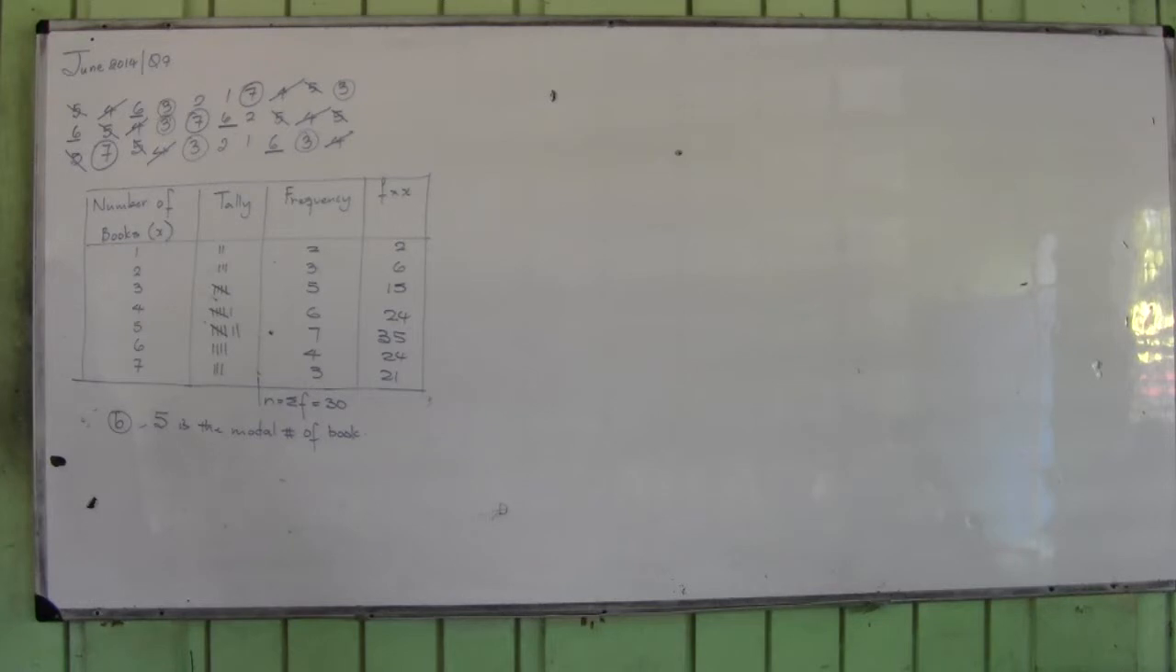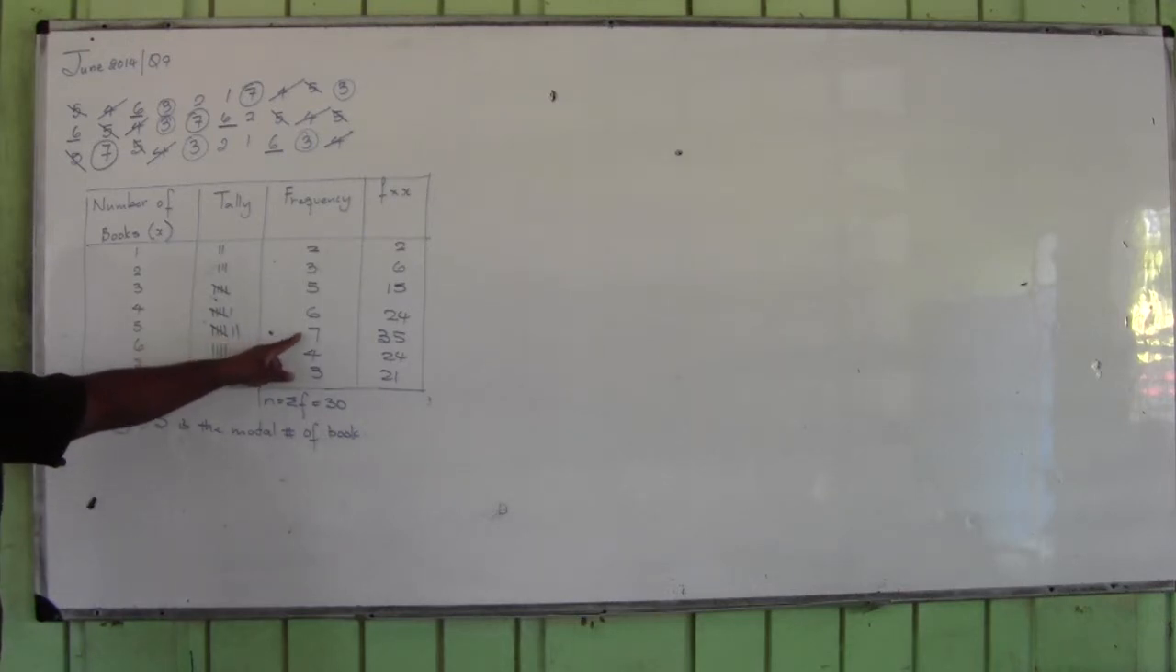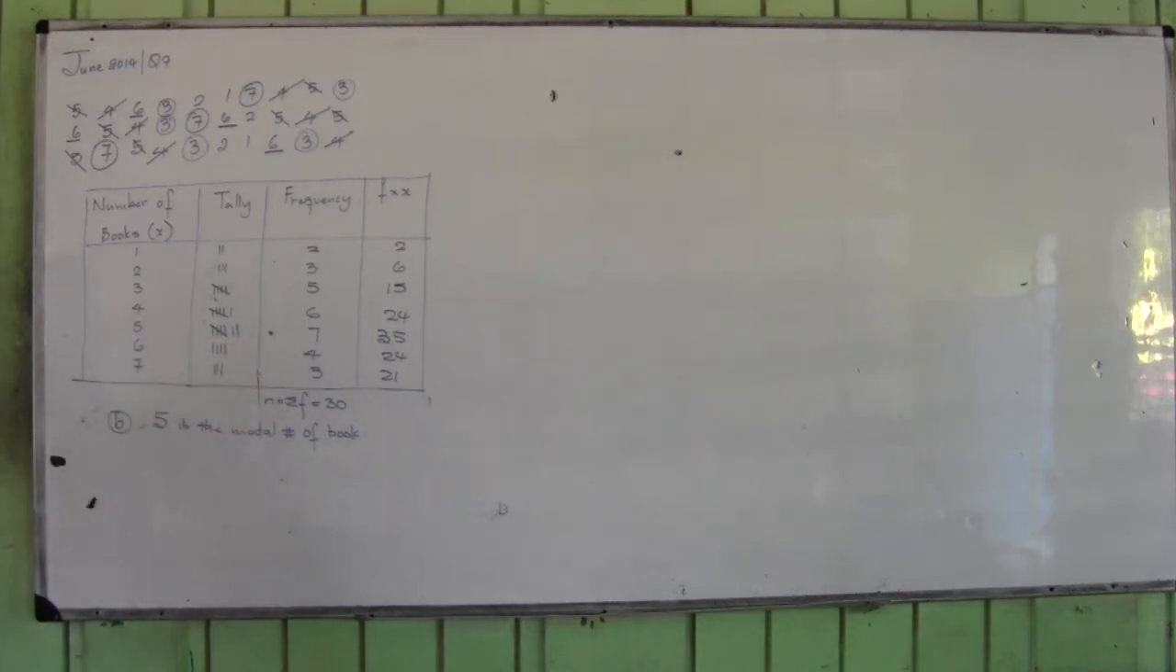The mode is the value that occurs the most in the data. Which value occurs the most in the data? 5. How many times did it occur in the data? 7. The mode is 5. Next.